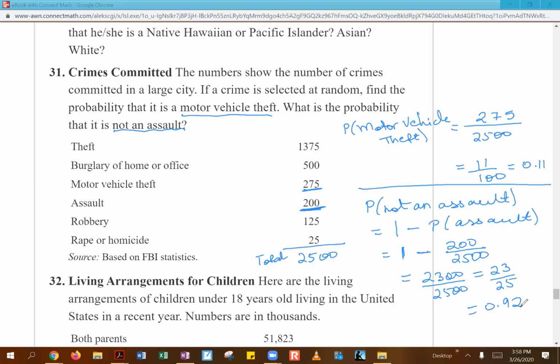So you have a pretty good chance that it is not going to be an assault, because that's going to be 0.92. That's a pretty high percentage or probability that it's not an assault. And then your motor vehicle theft, you can see it's still a pretty small probability because it's 11 out of 100, or basically 0.11 or 11%. I hope this gives you an idea of how we go about calculating probability of a complementary event.